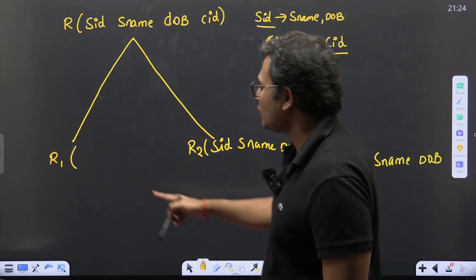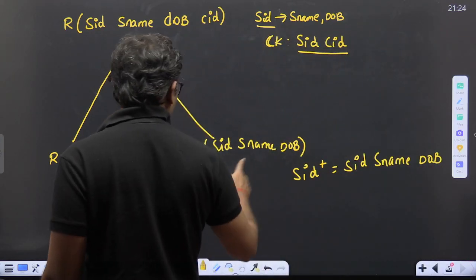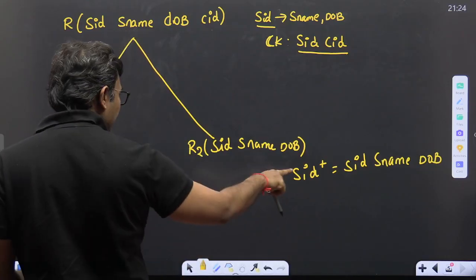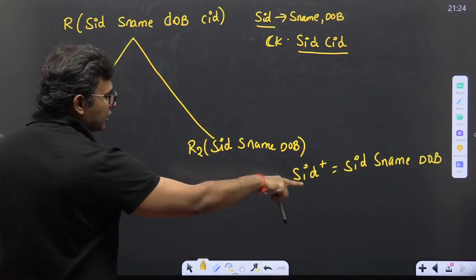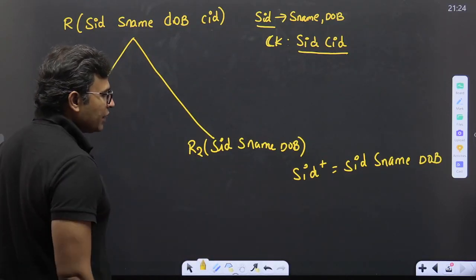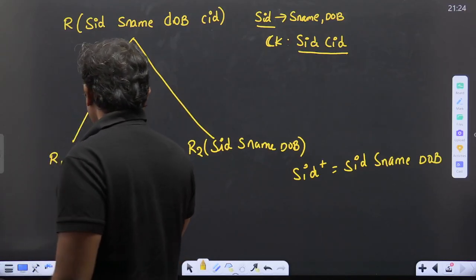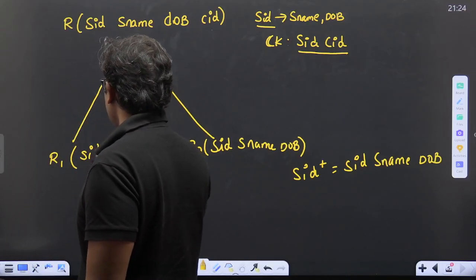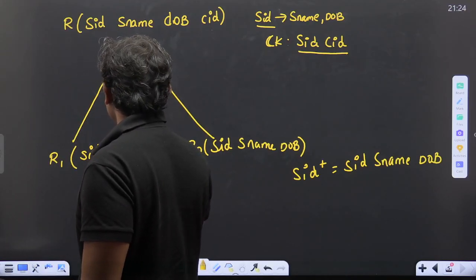And in R1, we have to put the remaining attributes along with the common attribute. What should be the common attribute? Candidate key of one of the tables should be the common attribute, right? So I'm going to put SID here and the remaining attribute is CID, right?